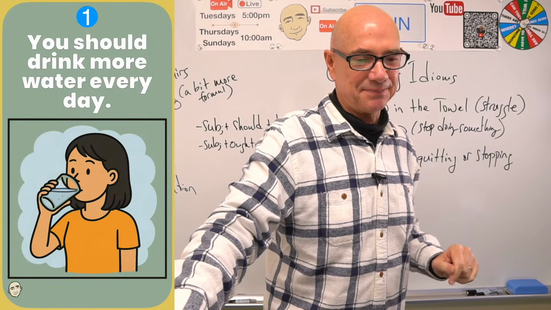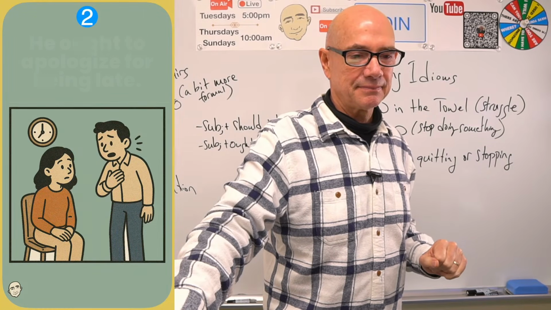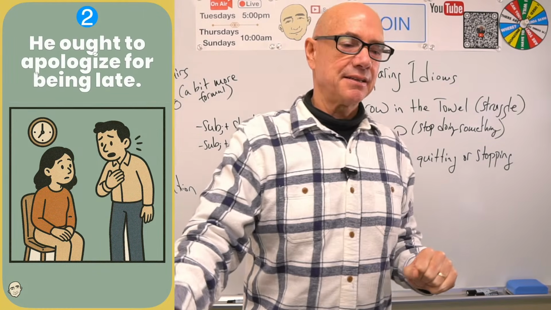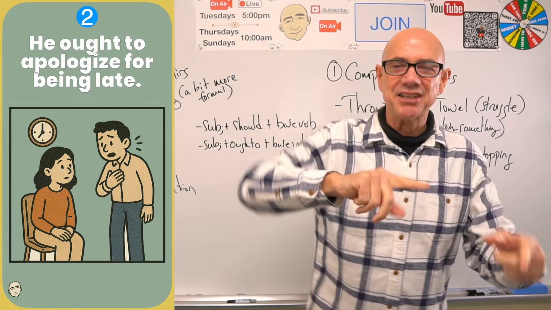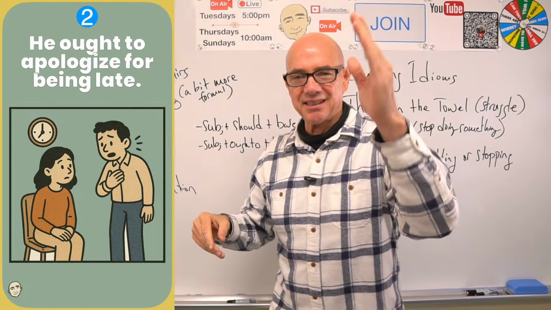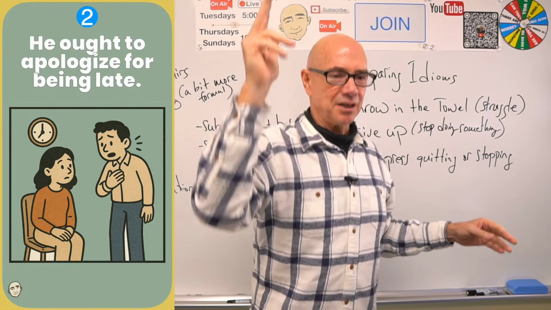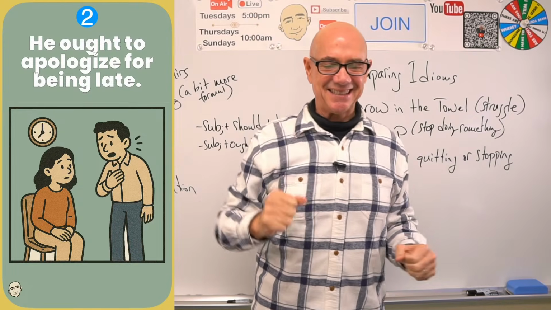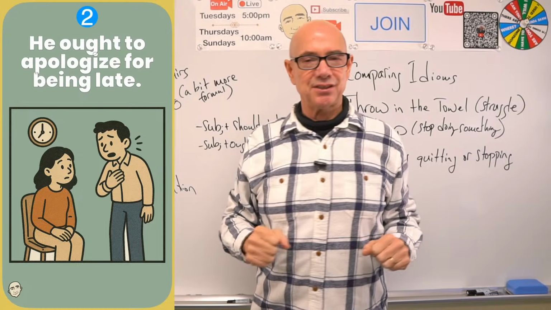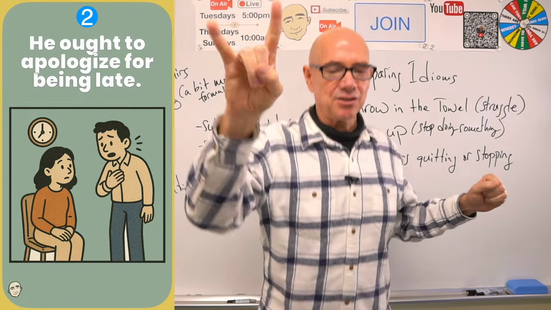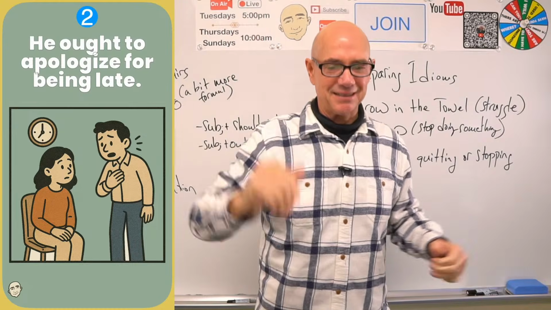Number 2. Number 2 is, he ought to apologize for being late. If you got it right, shoot some hearts. Let us know. Let's see some emojis. He ought to apologize for being late. Helga, 2 chocolate bars. Carlos, 2 tacos. They got 1 correct. They got 2 correct.